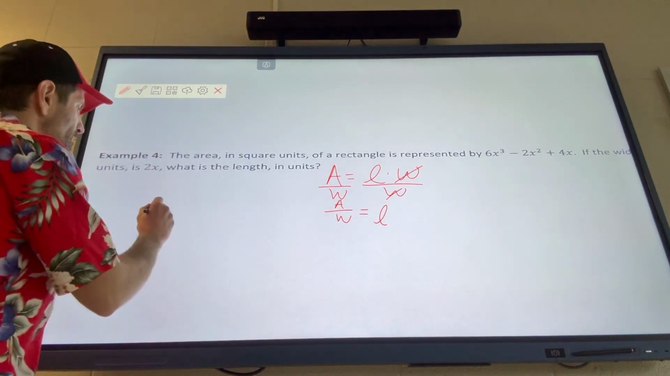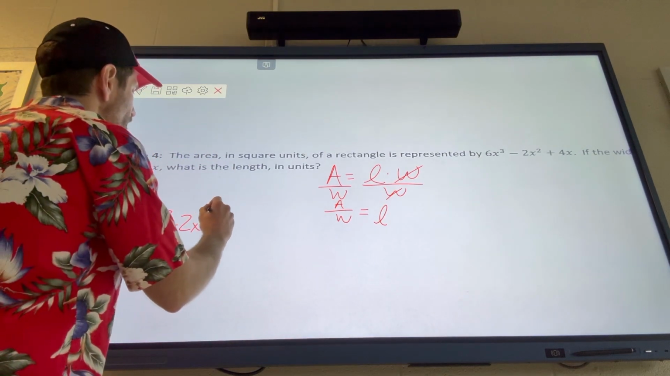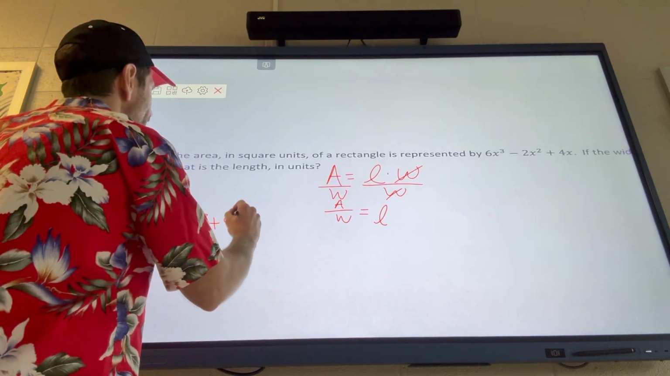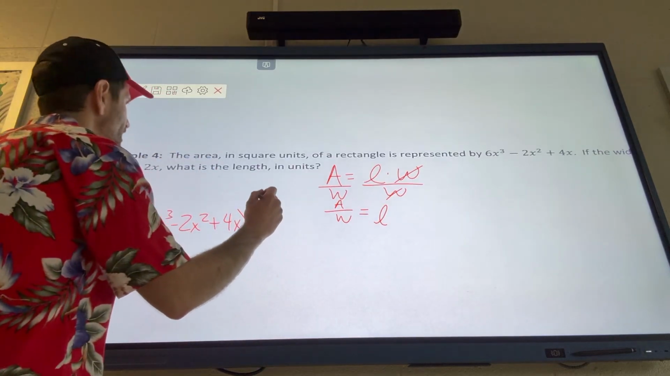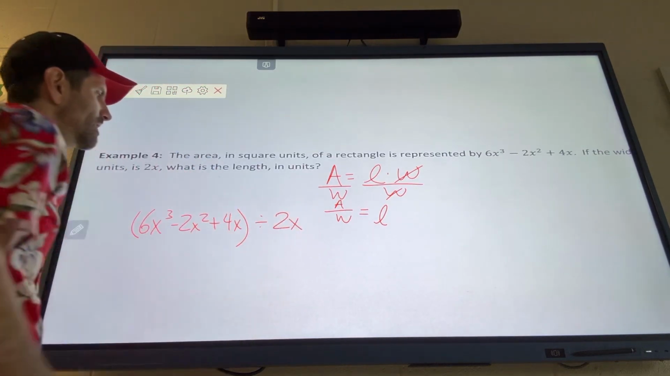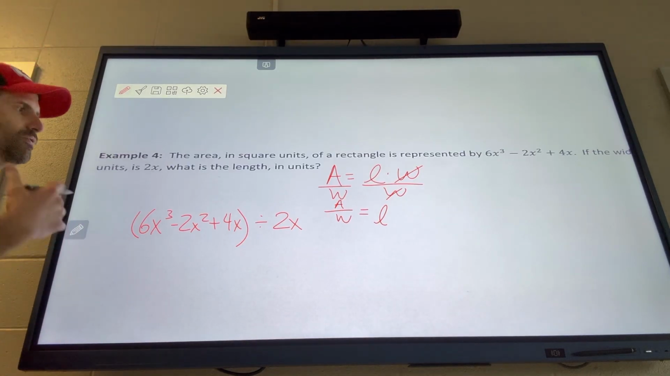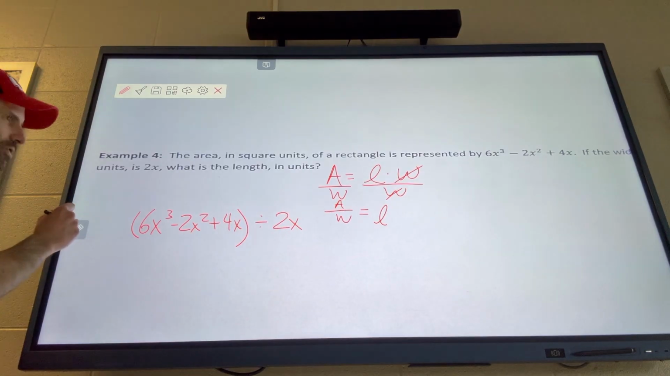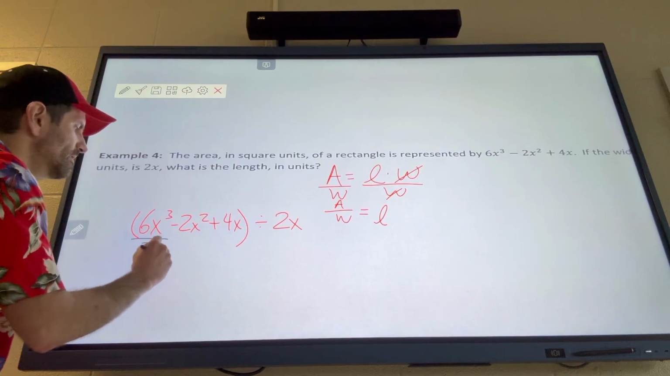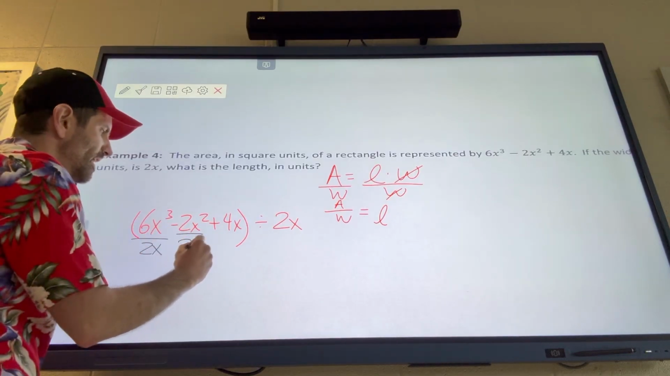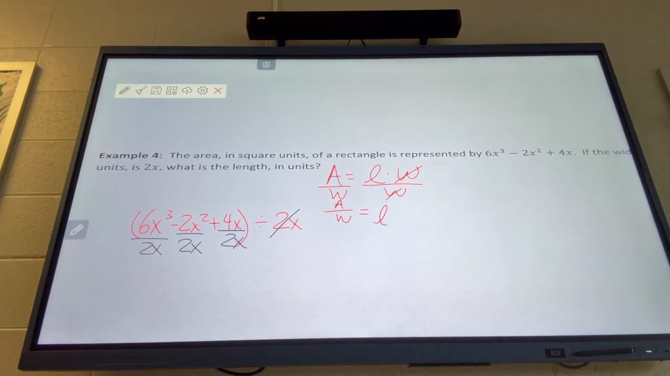So let's take 6x to the third minus 2x squared plus 4x, take that polynomial, and we're going to divide it by a 2x. Now class, the way I taught dividing by a monomial is you distribute the division. You distribute the division. So you're going to divide this first term by 2x, the second term by 2x, and the third term by 2x. You're going to distribute the division.